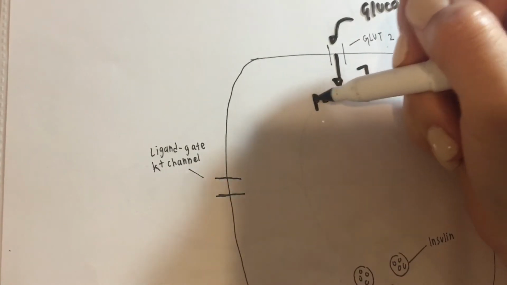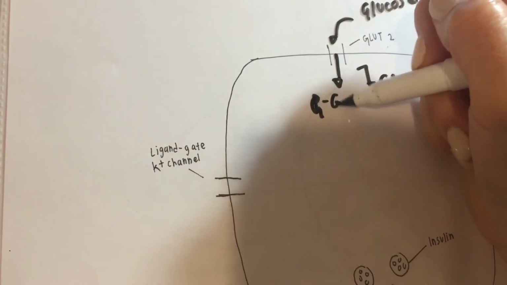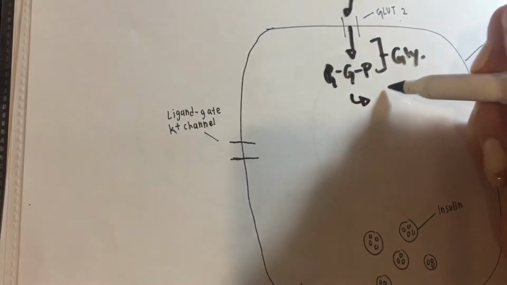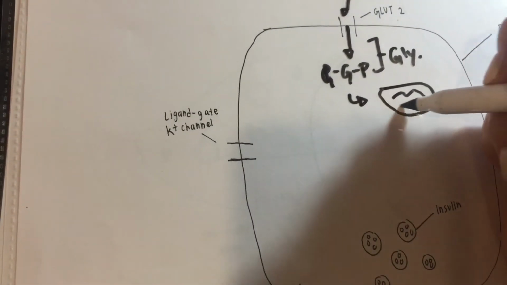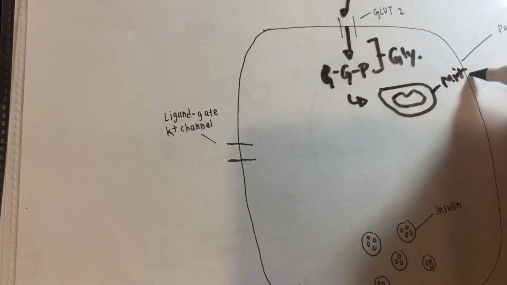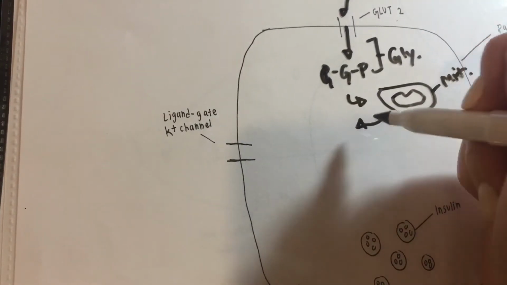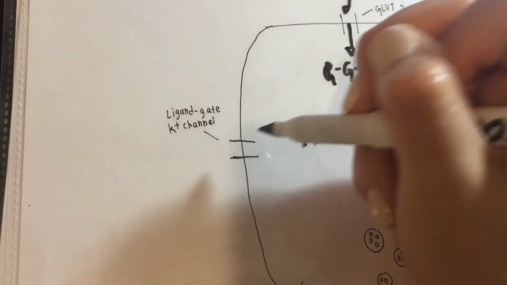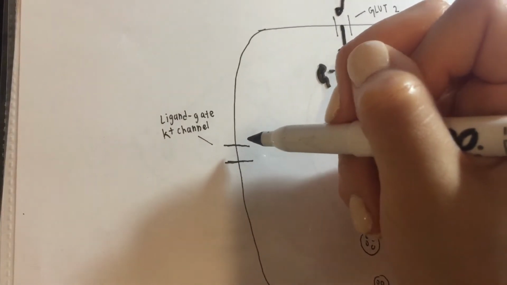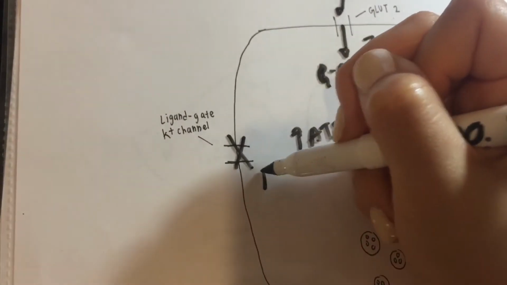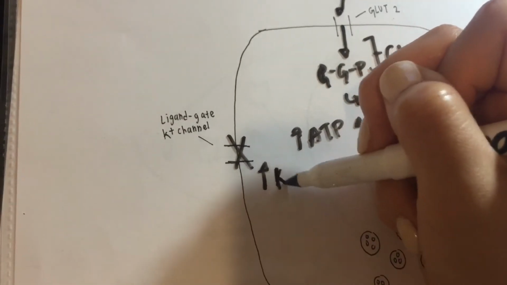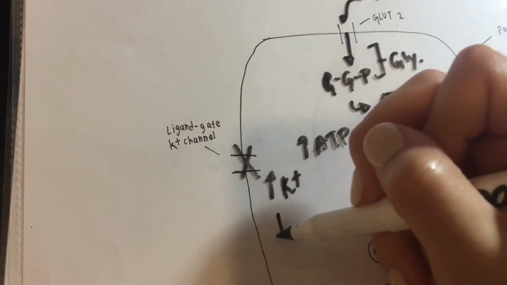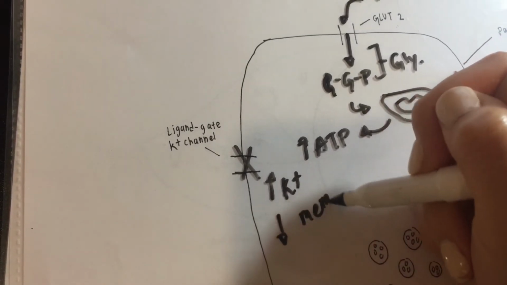Then it breaks down into pyruvate, and it goes on to the process in mitochondria, which produces high levels of ATP. The high levels of ATP cause the potassium channels to close. This causes a high potassium ion concentration inside the cells, and this causes the membrane depolarization.